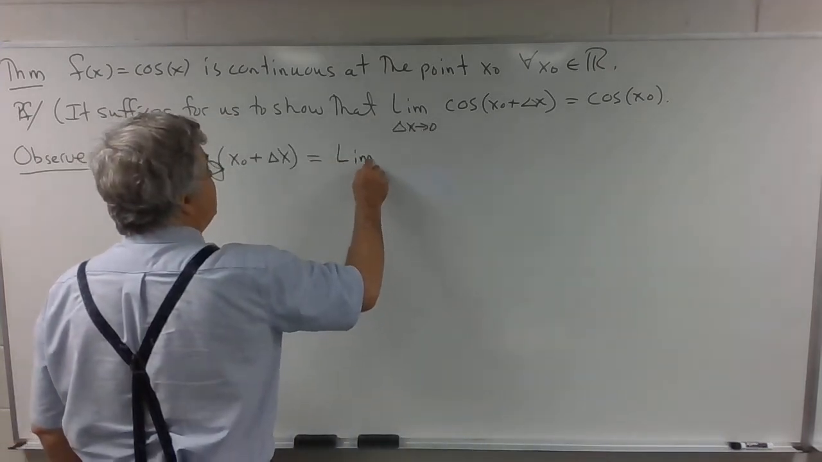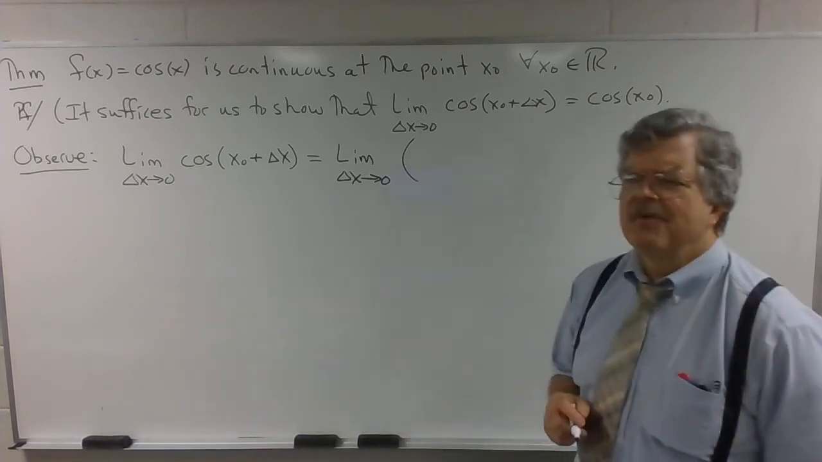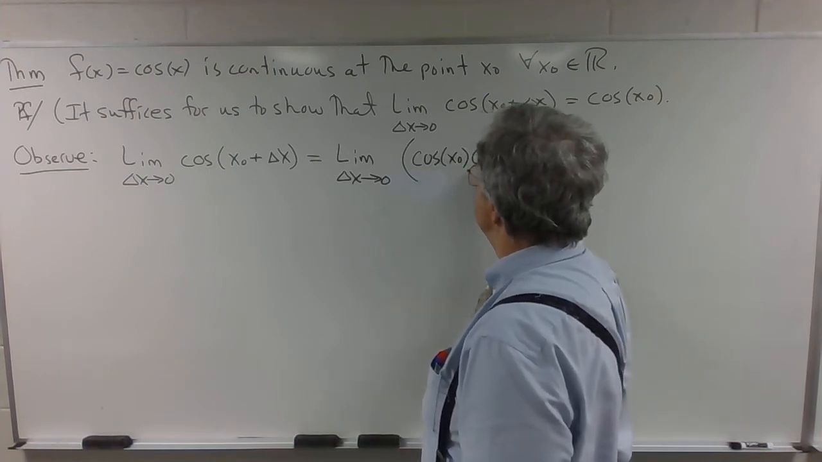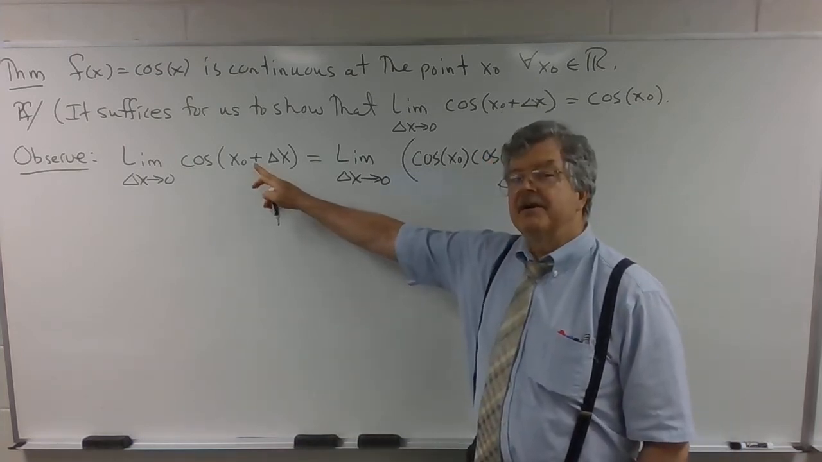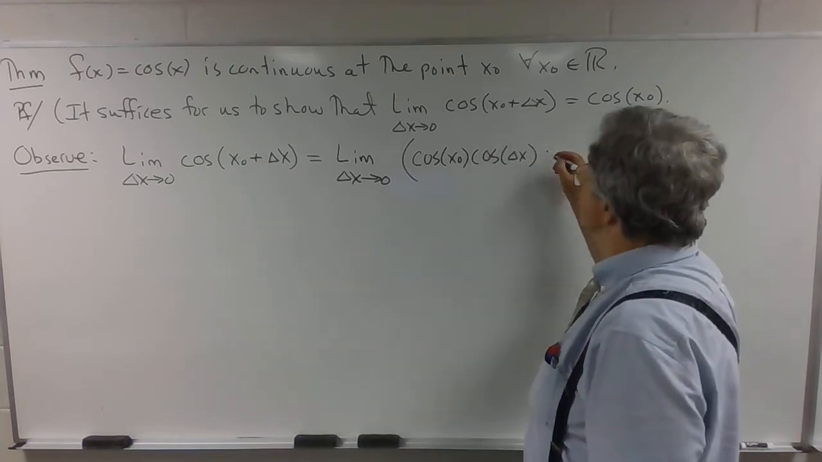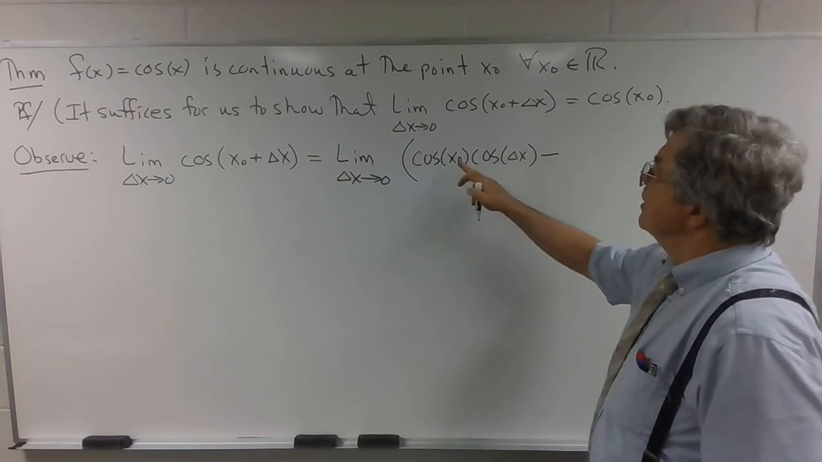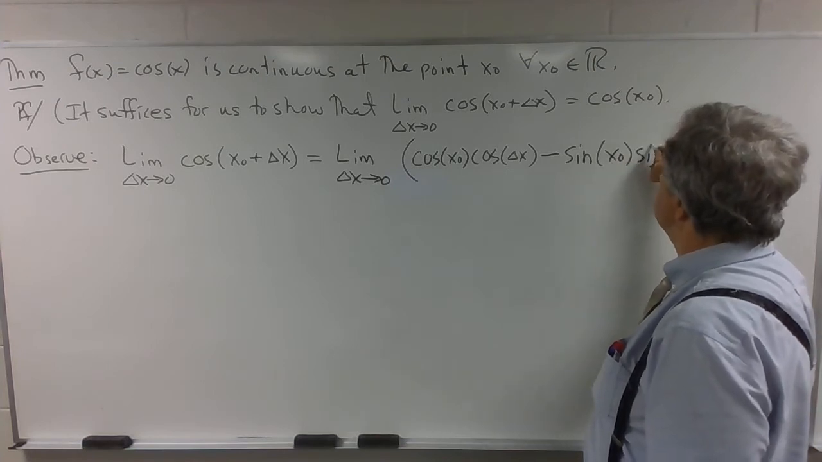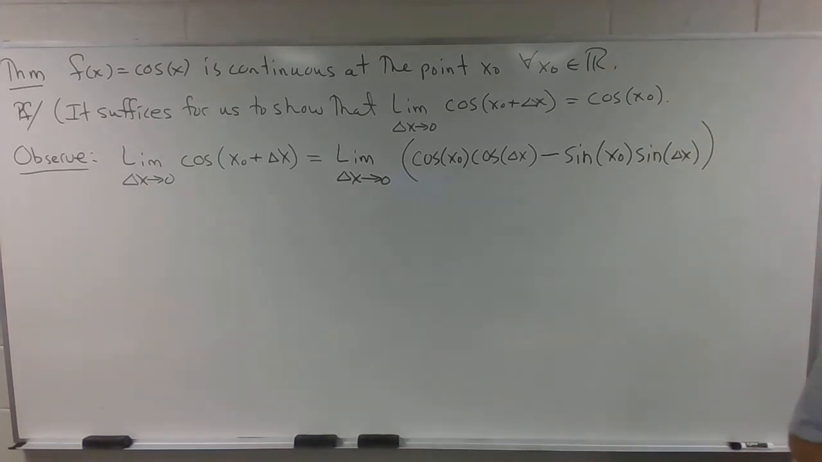So what we're going to get is the limit as delta x goes to 0 of, and let's see, how did that formula go? Cosine of the first times cosine of the second. And if this is a plus sign here, then with the cosine formula for the sum of two angles, we have a minus sign here. Whatever is here, we have the opposite sign here. Cosine of the first, cosine of the second, minus sine of the first, sine of the second. Okay, take some time, write that down.